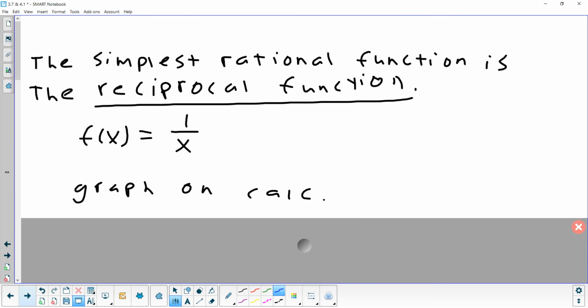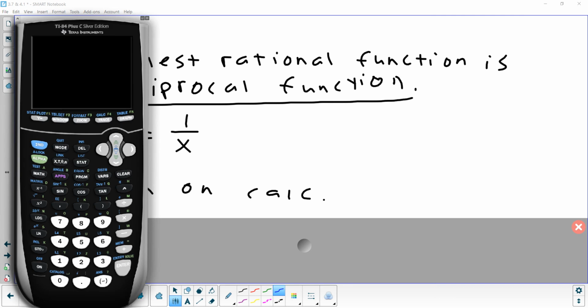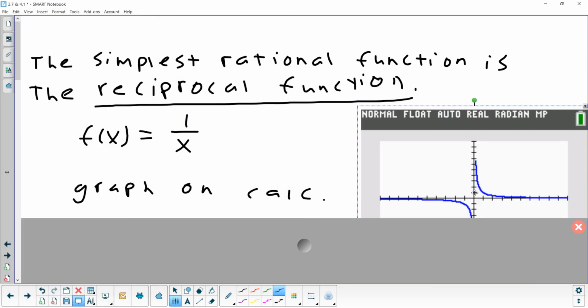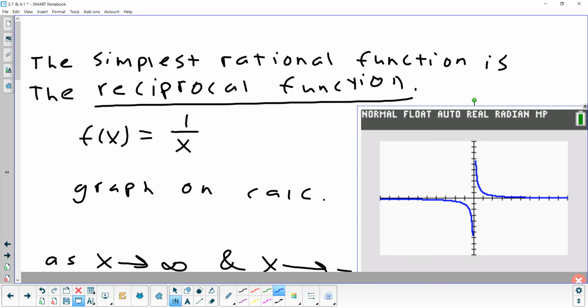Okay. So the simplest rational function you can have is this one. The other ones I showed you guys, those are more complicated. That's the simplest. 1 over x. And what value are you not allowed to use for x in this case? Yep. 0. So we know something weird happens at 0. And there's your graph.